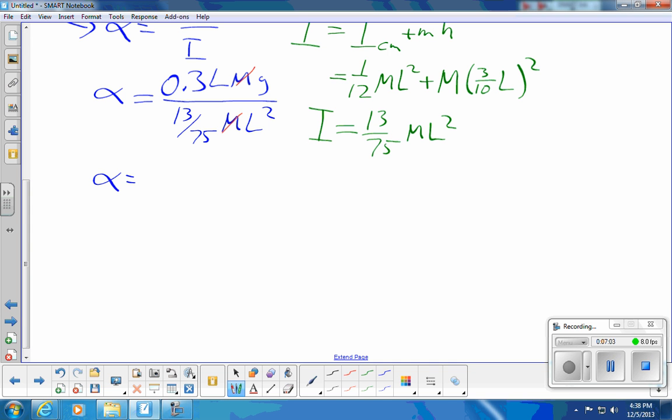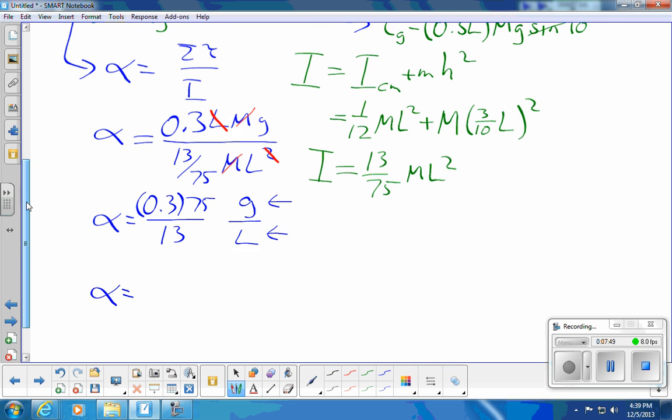And I have one of the L's go bye-bye, and I end up with 0.3 times 75 over 13, which is 22.5 over 13, times g over L. And I can actually put in numbers if this is in fact a meter stick. By the way, this is interesting because it does tell me that the angular acceleration is dependent on g, which means that it would have a lesser angular acceleration if I were on the moon. And it's also dependent on L, which may or may not be intuitive. And L is on the bottom.